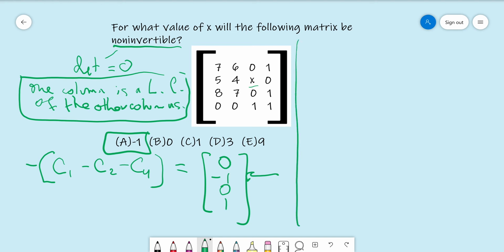The other way to do this problem is to find the determinant and set it equal to 0. Well, one way to find the determinant is to expand over a certain column. Let's use column 3 because it's got 2 zeros. We could have also used row 4.